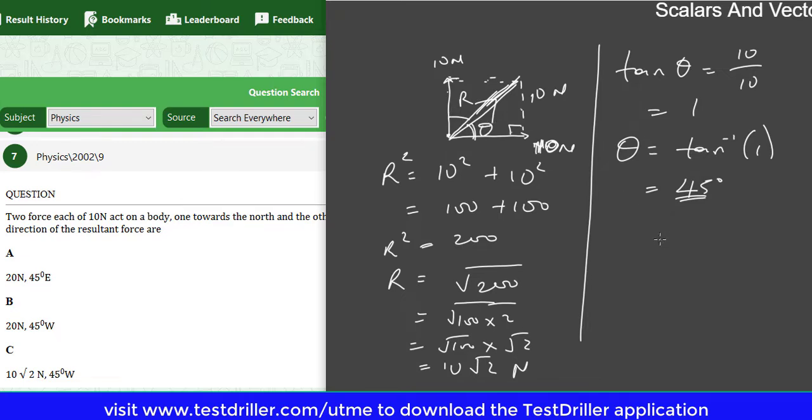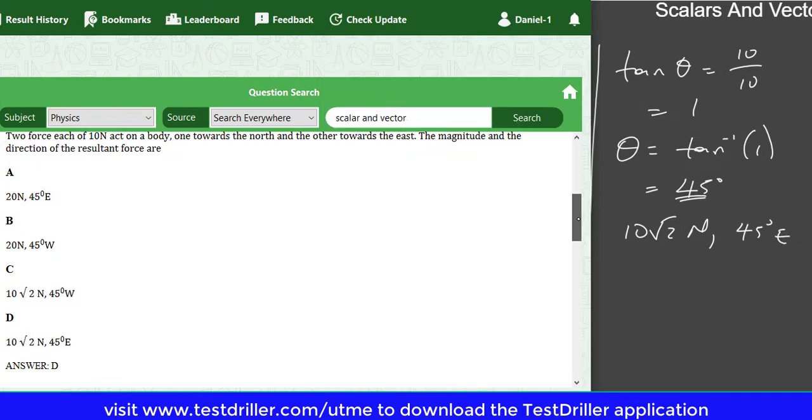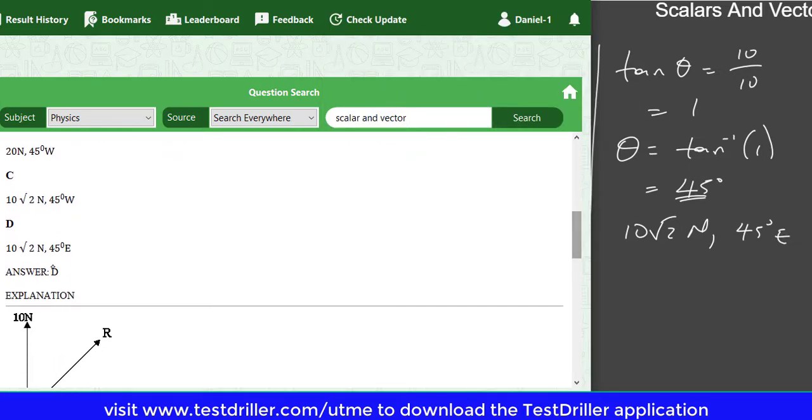So we can say it's 45 degrees east, so towards the east, because this is the eastward direction, right? So first, the magnitude is 10 root 2 Newton. Second, the direction is 45 degrees northeast, right? So let's look at the option that closely resembles what we have. So the correct option here is option D.